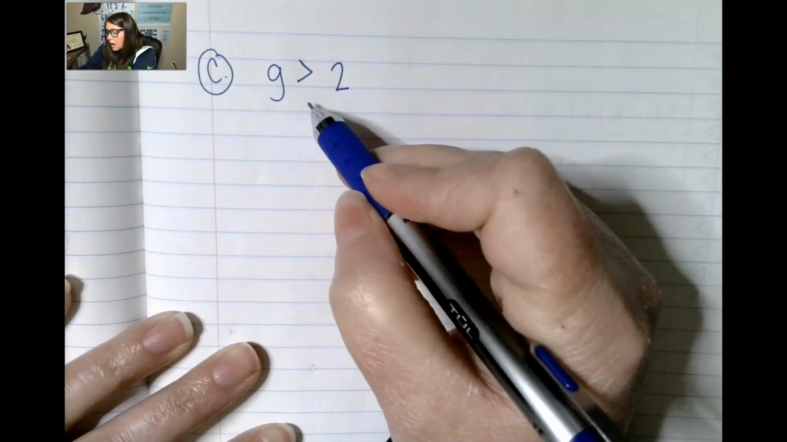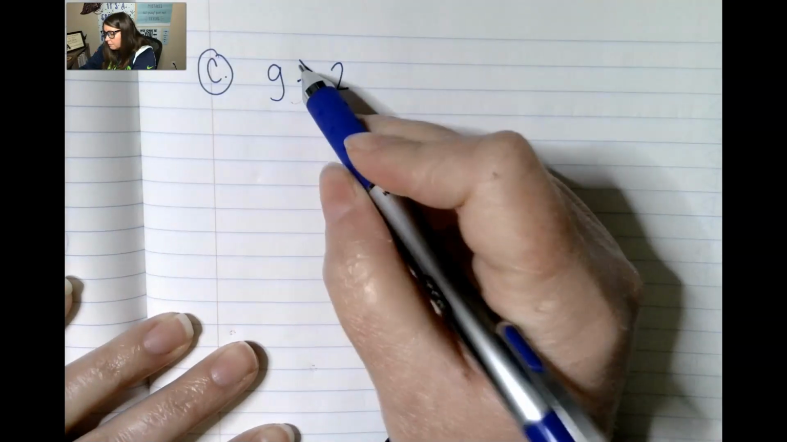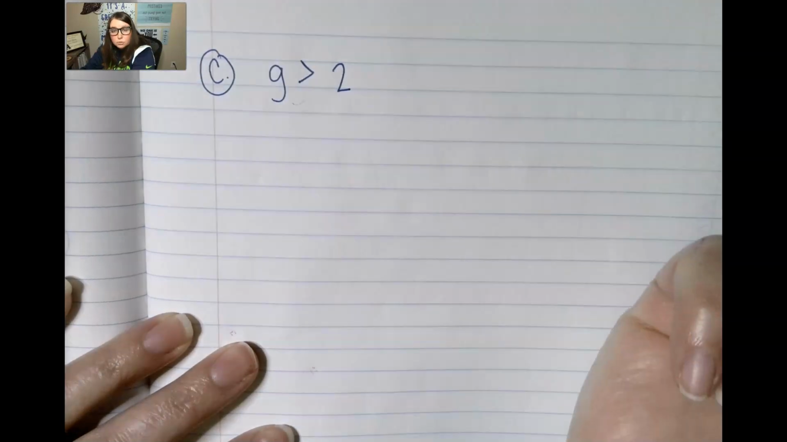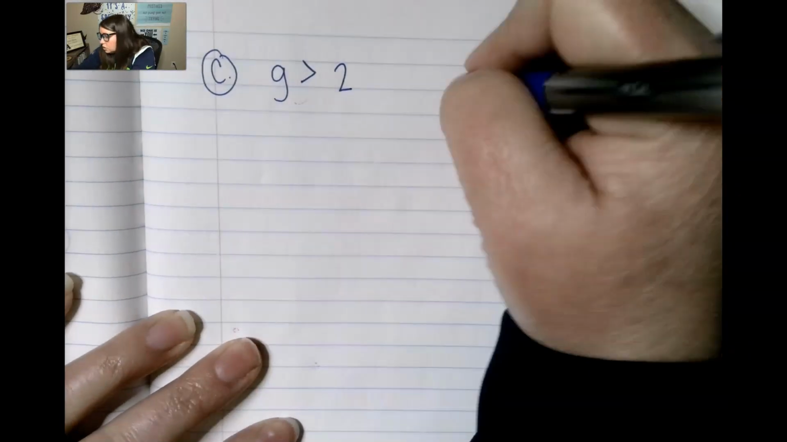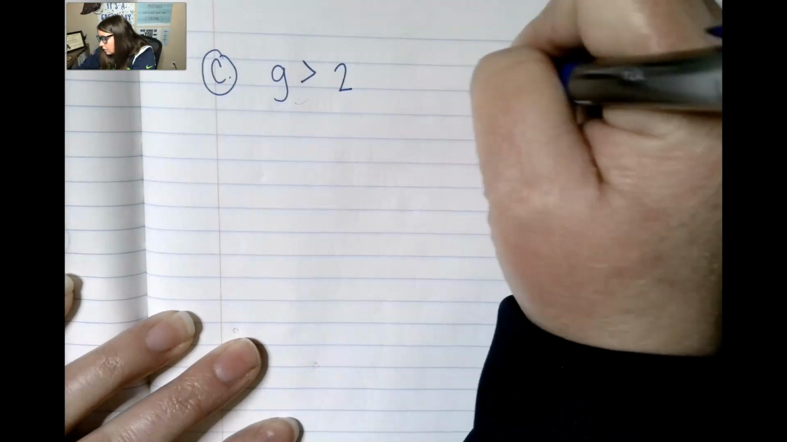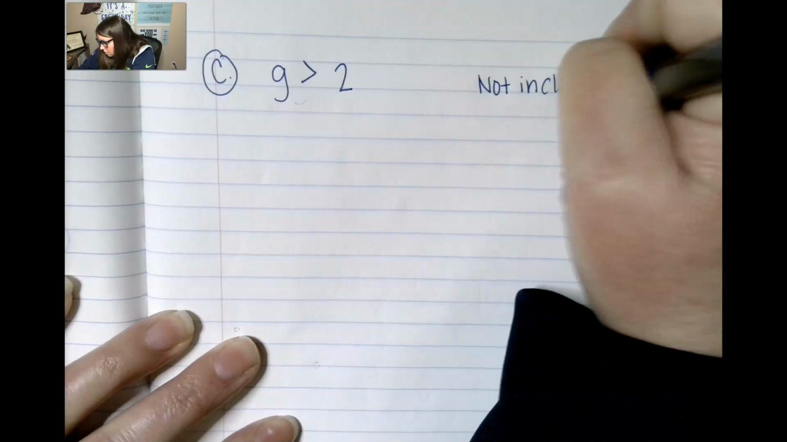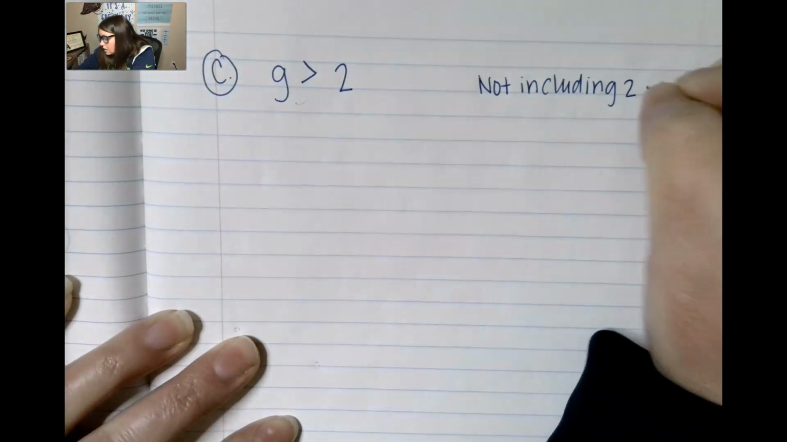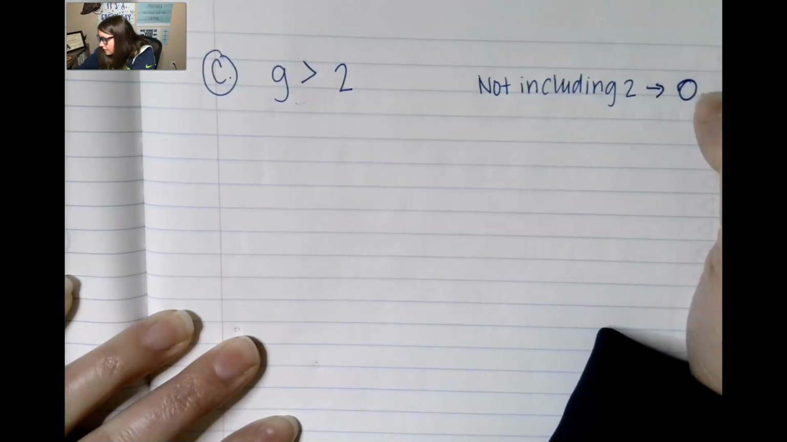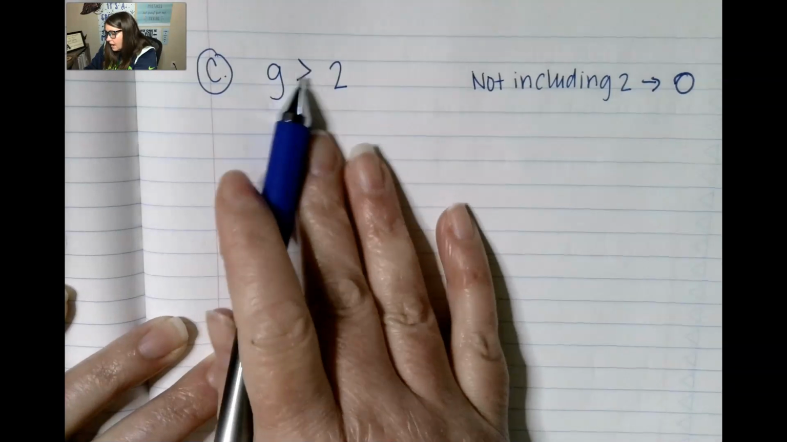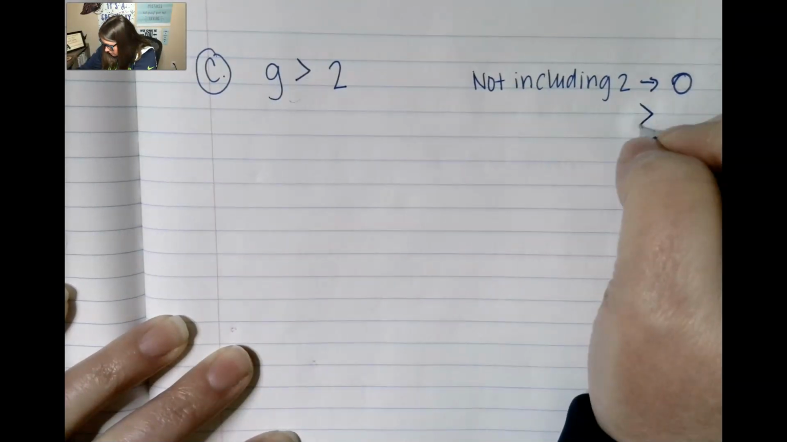So our first thought is we're going to look at this arrow. The arrow here, everything has to be greater than 2. It does not include 2. So not including 2, which means that we're going to use an open dot, okay? Because it does not include it, we're going to use an open dot. And if you look at the arrow, you just draw those there.